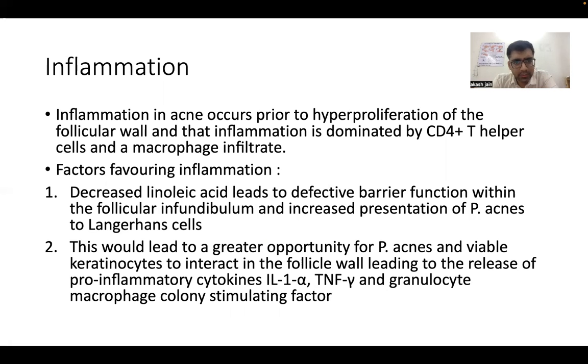Factors favoring inflammation. Decreased linoleic acid leads to defective barrier function within the follicular infundibulum and increased presentation of P. acnes to Langerhans cells. This would lead to a greater opportunity for Propionibacterium acnes and viable keratinocytes to interact with the follicular wall, leading to a release of pro-inflammatory cytokines, interleukin 1 alpha and TNF alpha.